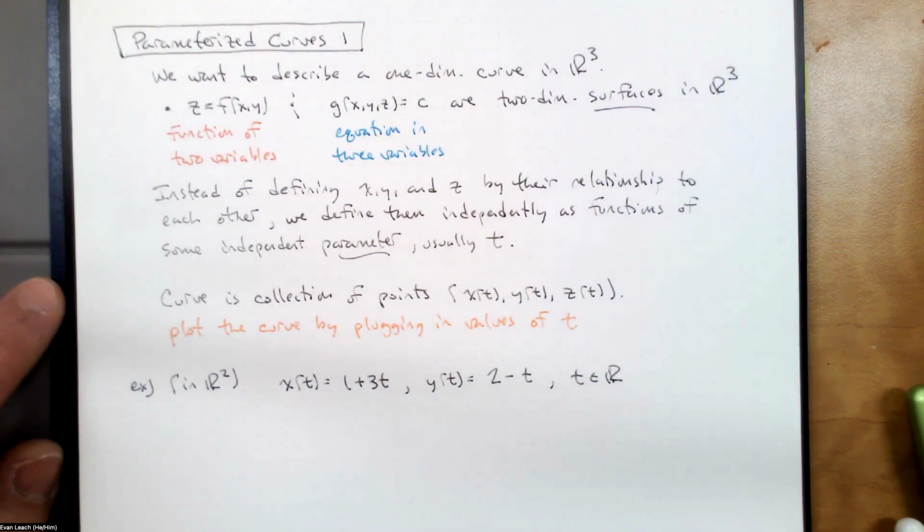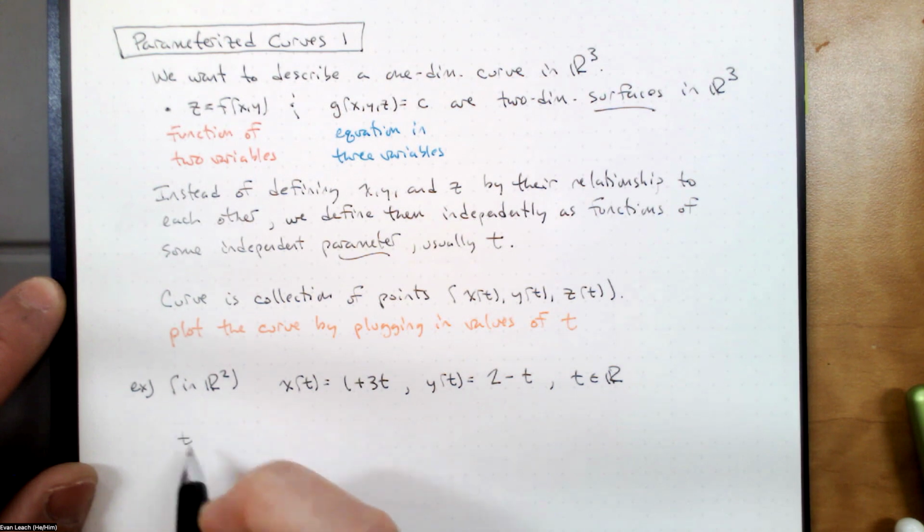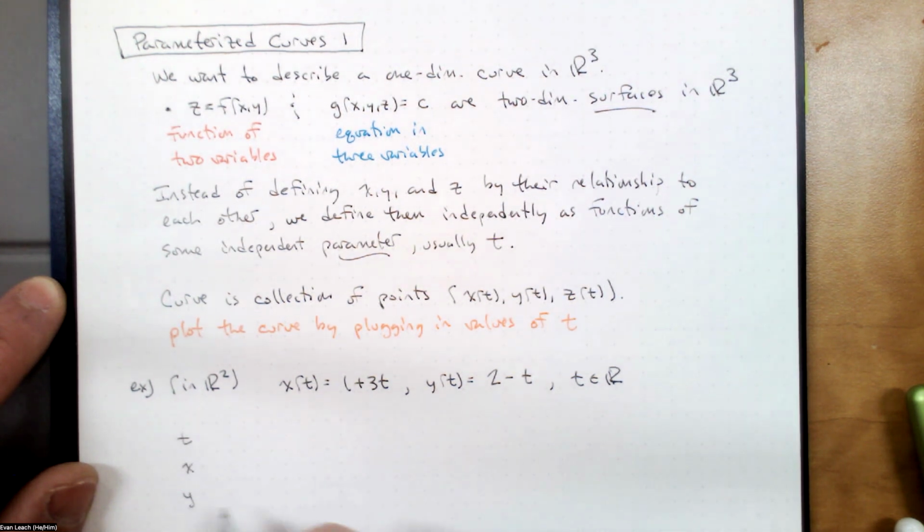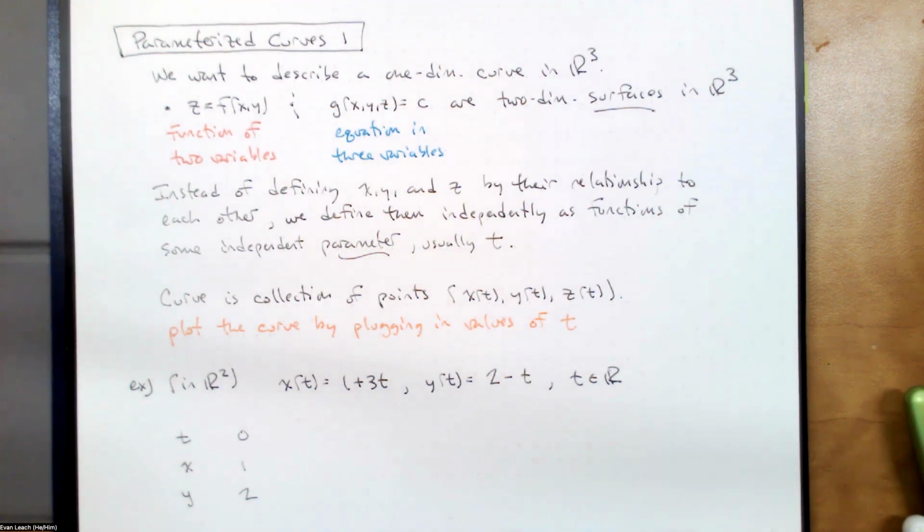If we want to figure out what this looks like, we're just going to plug in a bunch of values of t and figure out what x is and figure out what y is. So for example, if t is equal to 0, x is equal to 1, and y is equal to 2. I choose a value of the parameter. I figure out x independently of y. Then I go figure out y independently of x. X and y aren't related. We'll see that they are related, but they aren't related as far as the parameterization is concerned.